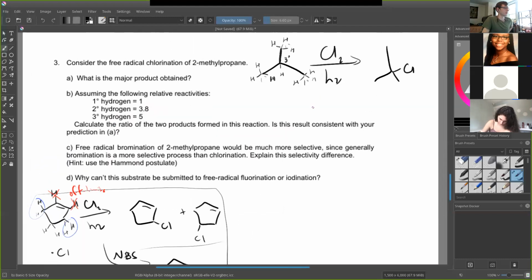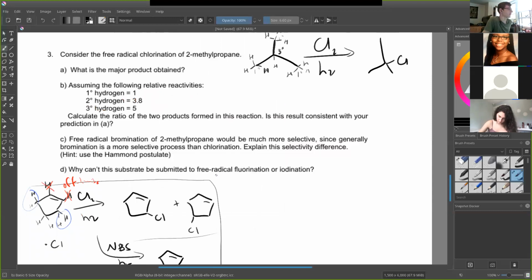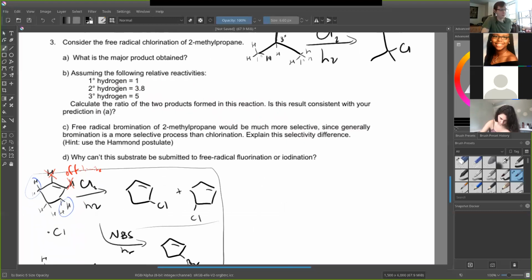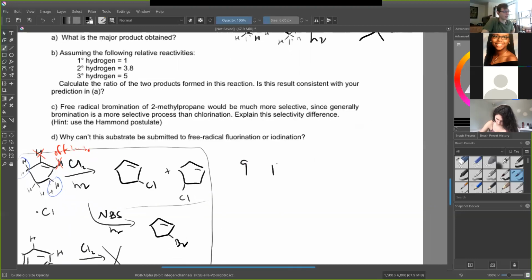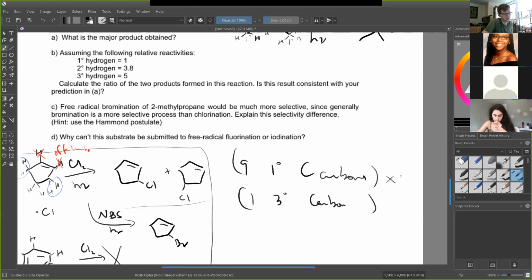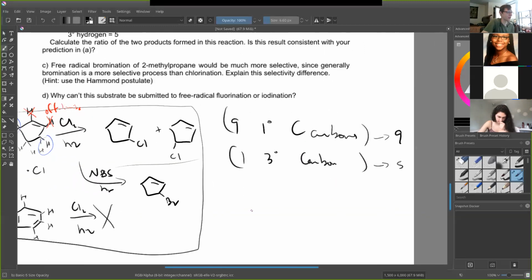Okay, so going back up to chlorine, which is not selective, primary hydrogens react with, let's say, 1 unit of reactivity. They're relative, so it's fine. And then tertiary carbons react with 5. Well, there's 9 primary hydrogens and there's 1 tertiary hydrogen. So this gives 9 relative reactivity, and this one over here gives 5 relative reactivity.